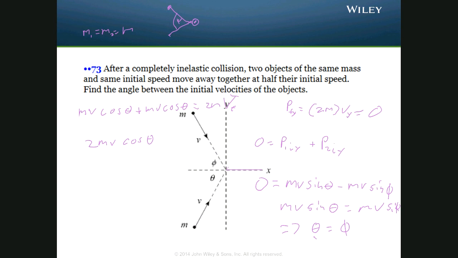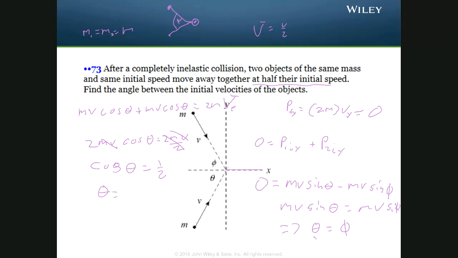And recall that they move together at half their initial speed. So we know that big V equals little v over 2, right? So we can write this here as 2mv cosine theta. That's going to be equal to 2m v over 2. We get that there, and we can see the mv's cancel now. And we get cosine theta is equal to 1/2.